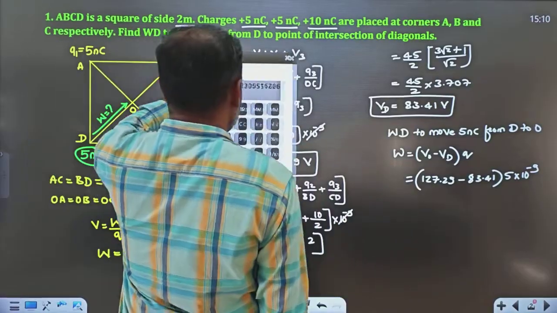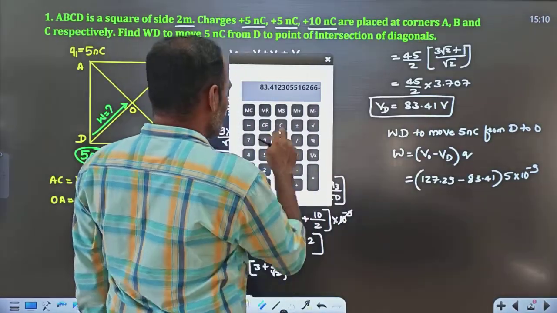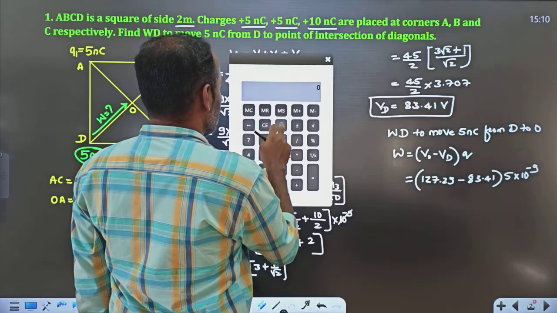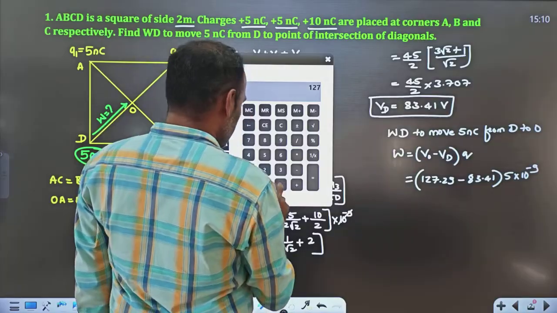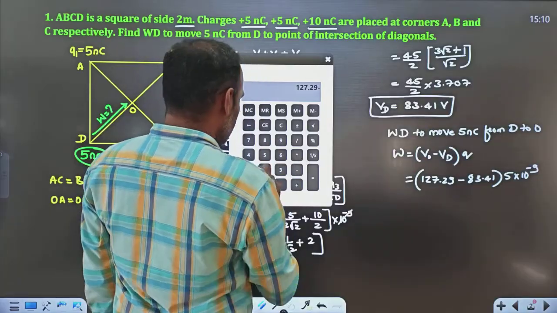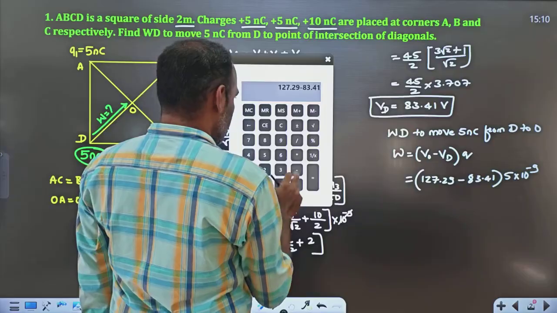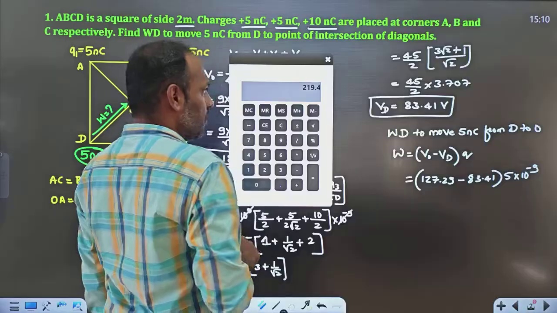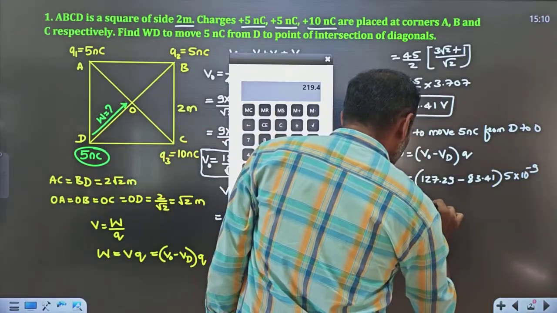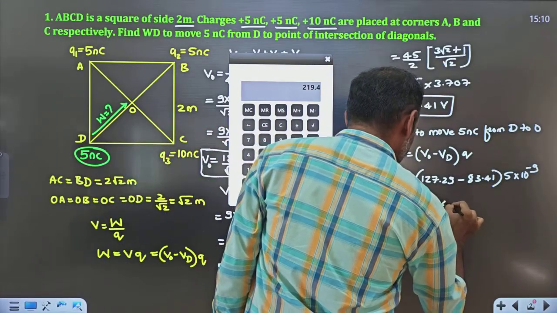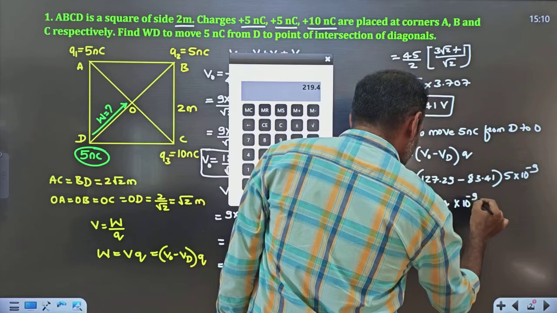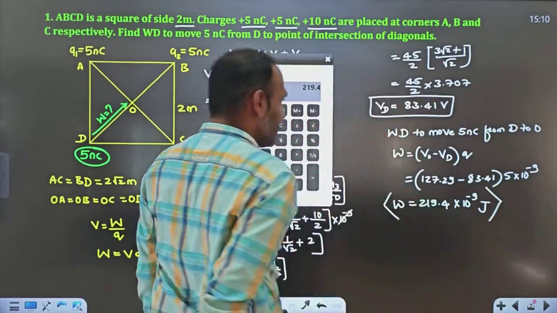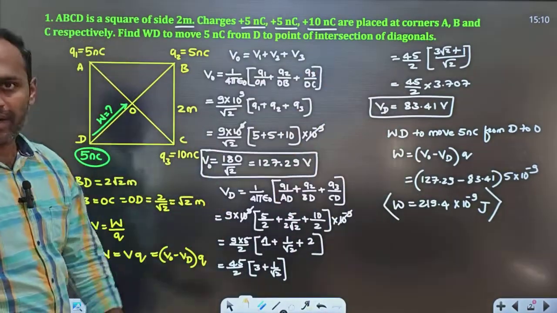So let us subtract this. 127.29 minus 83.41 is 43.88, into 5, that is 219.4 into 10 to the power minus 9 joule. This much will be the work done. Correct? This is how we have to calculate the work done.